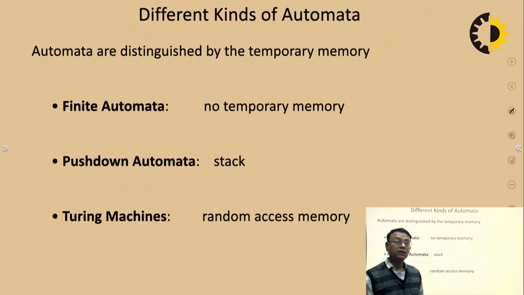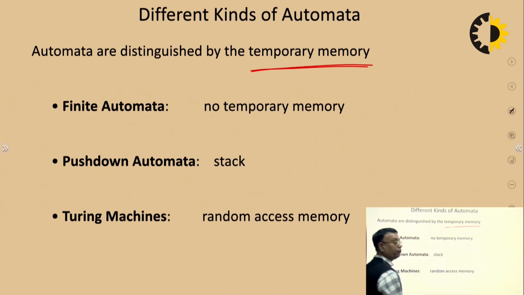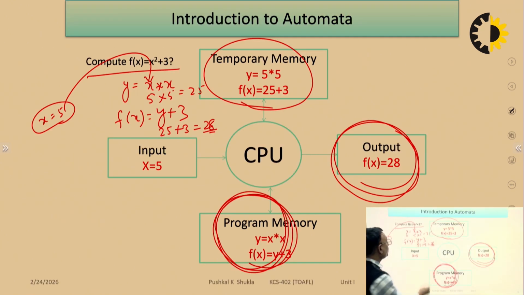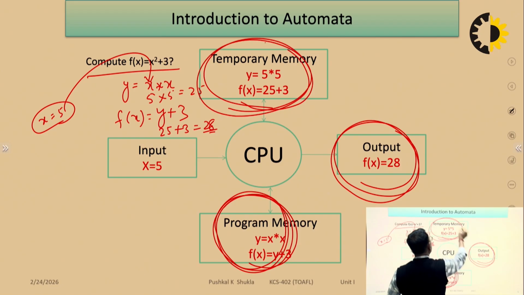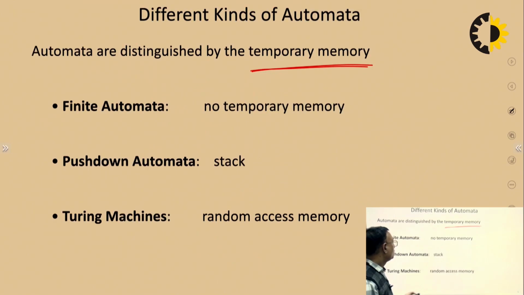Now, different kinds of automata. Automata are distinguished by the temporary memory. In finite automata, there is no temporary memory. There is no storage for the computation. Just like a calculator, it takes inputs, processes them, and provides outputs.